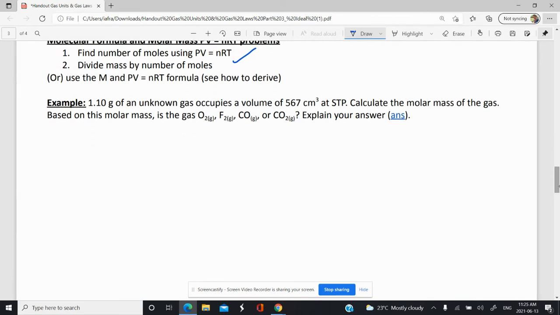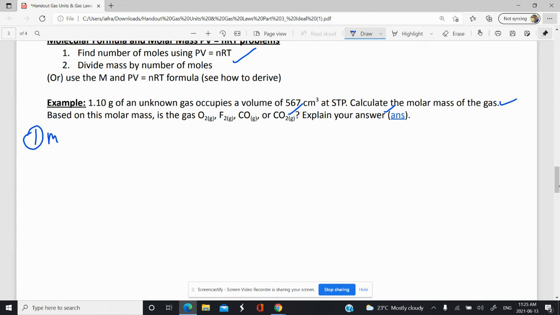So we have 1.10 grams of an unknown gas that occupies a volume of 567 cubic centimeters at STP. Calculate the molar mass of the gas. Based on this molar mass, is the gas O2, F2, CO, or CO2? Explain your answer. So there's a lot there. There's three main parts to this question. Find the molar mass of the gas, identify the gas, and explain your answer. Three main parts. Let's write out some information that we have.